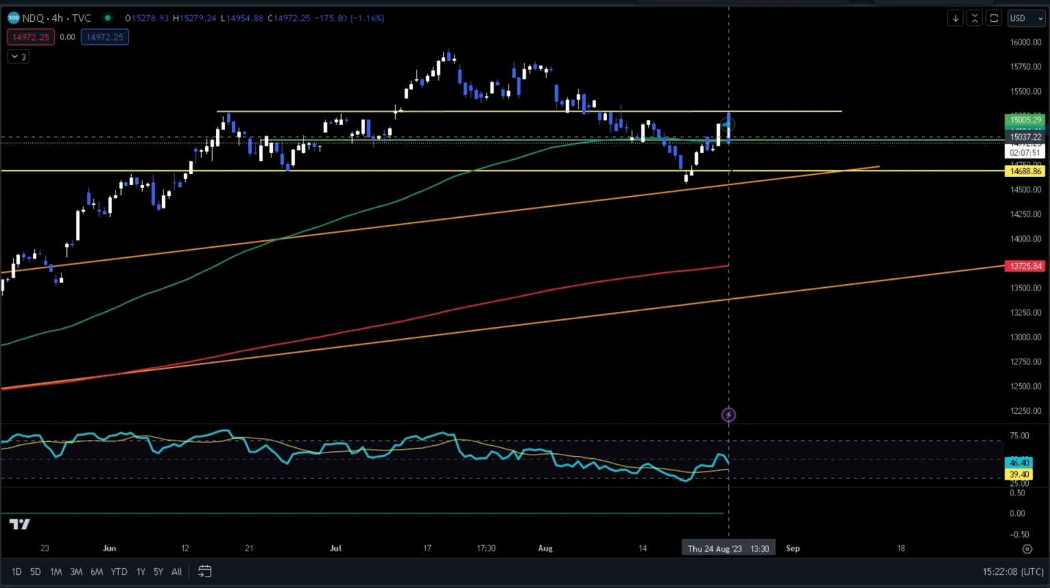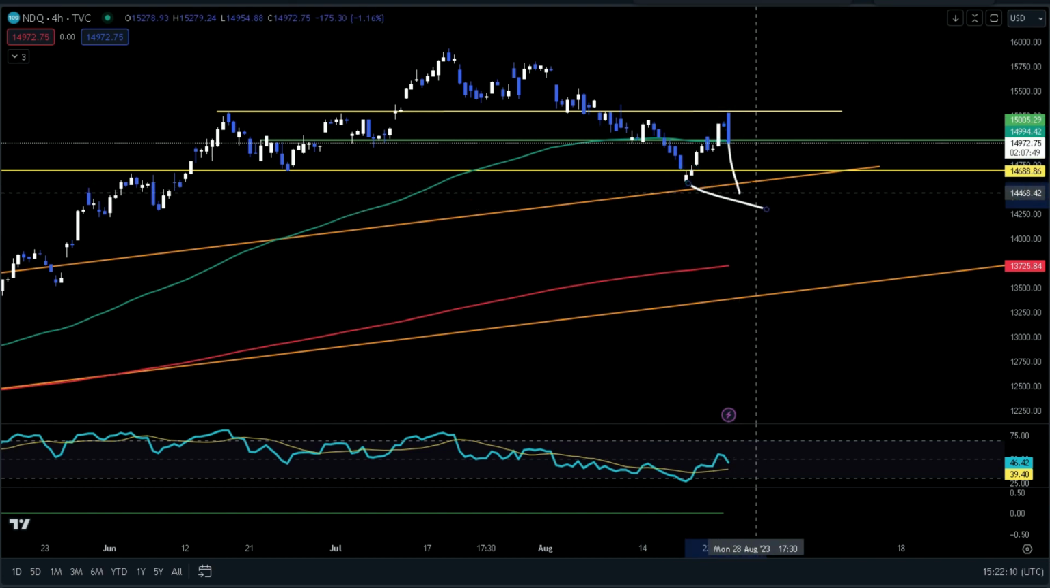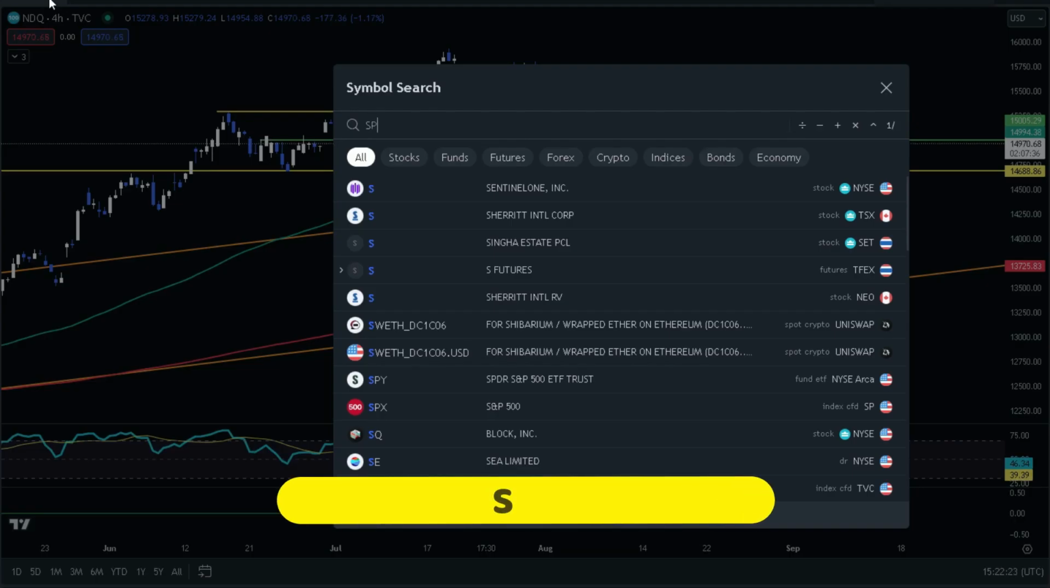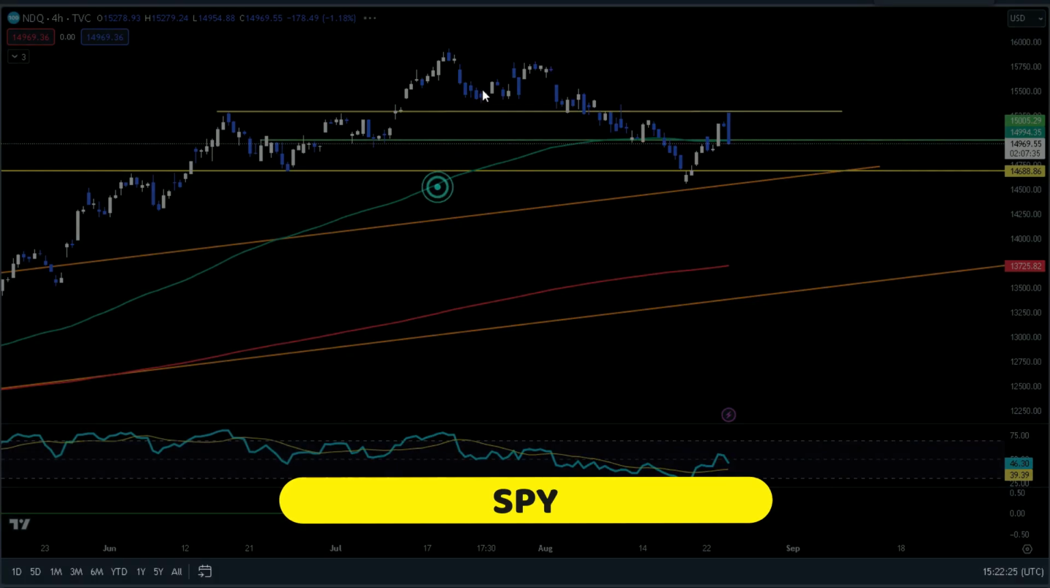So yes, me personally, looking for this lower low and hopefully a divergence over here, which might help us push the price back up. Now let's quickly jump over to the SPY and see what is happening over there.